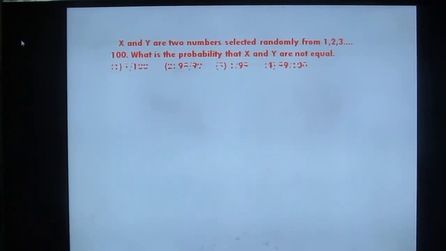X and Y are two numbers selected randomly from 1, 2, 3 up to 100. What is the probability that X and Y are not equal? So you have to select one number for X and one number for Y, but the probability is that they are not equal. We can do the question in two different methods.